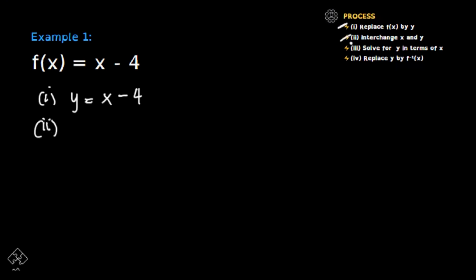Pangalawang step is to interchange x and y. So ito, pagpapalitan natin yung y at saka yung x natin. So we have x equals y minus 4. The third one, or the third step, is to solve for y in terms of x.